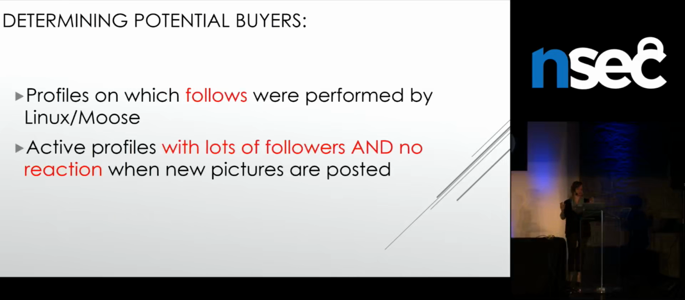So we determined a small methodology to flag potential buyers. It had to be a profile on which at least 5 follows were performed by the operators, by the traffic. We wanted to be sure that if it was randomly followed, we wouldn't target that account as a fake account, right? And it had to be an active profile, either owned by an individual or a company. And the profile had to have lots of followers and almost no reactions on the pictures. That would indicate that the followers are probably false.